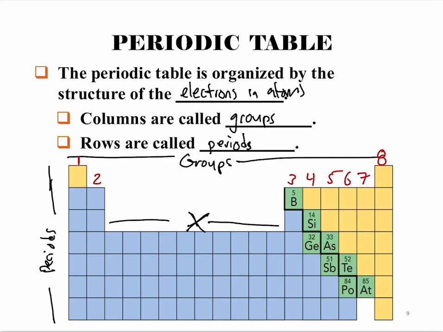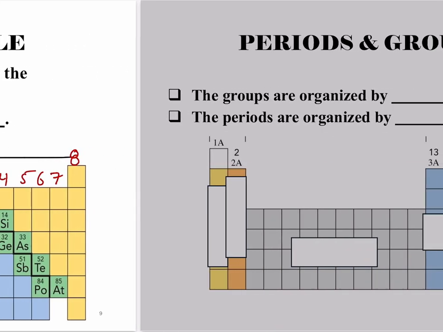The periods are numbered normally. This is going to be period 1, 2, 3, 4, 5, 6, and 7. And that's going to be related to the maximum energy level in the structure of the atom. Right, so the groups are going to be related to electrons. Periods are related to the energies.